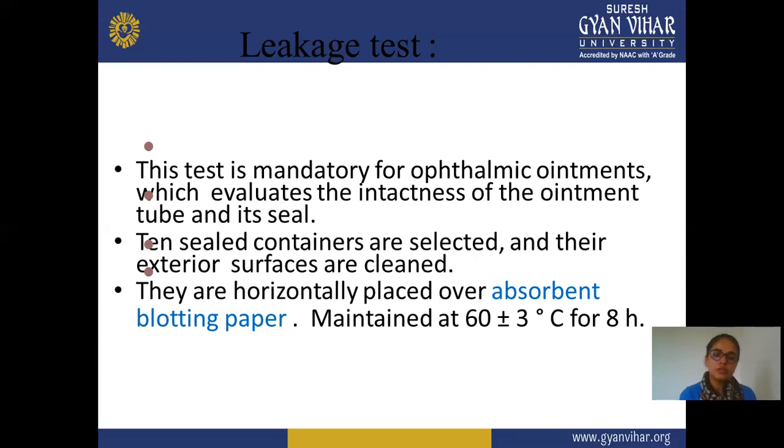The tubes are placed horizontally over absorbent blotting paper and maintained at 60 degrees Celsius plus or minus 3 degrees Celsius for 8 hours. Means after taking these tubes randomly, removing dust and cleaning properly, you directly put these tubes onto the absorbent. No need to perform anything else. You just put the tubes onto the absorbent, maintain the temperature at 60 degrees Celsius plus or minus 3, and leave them for 8 hours.